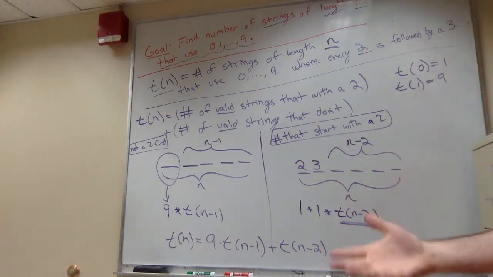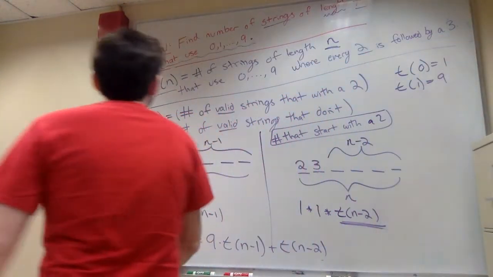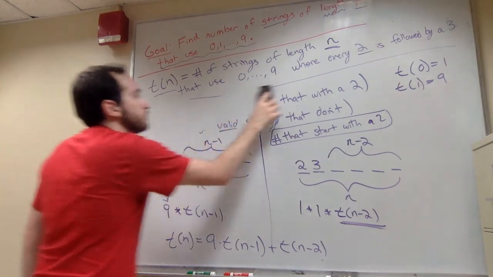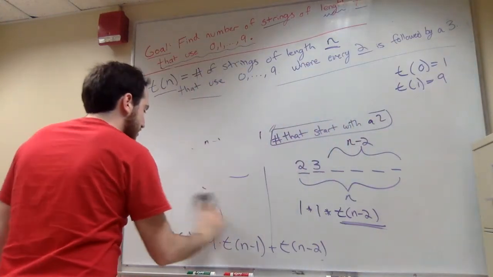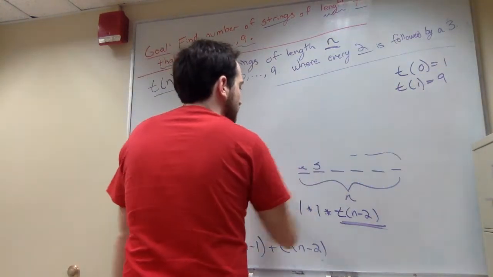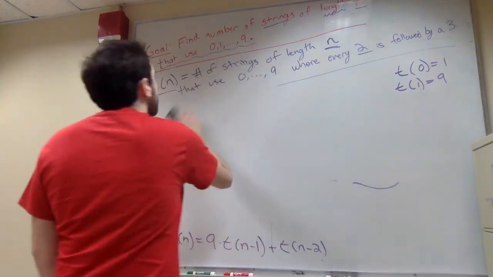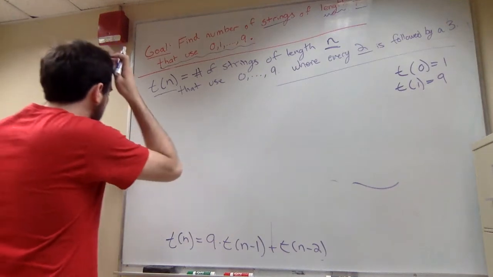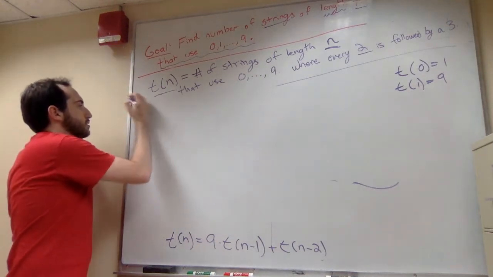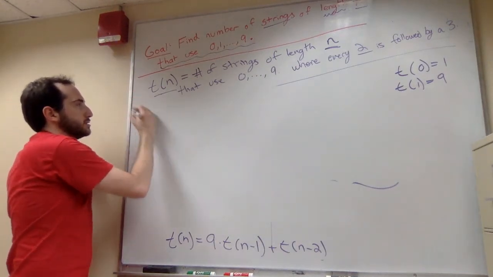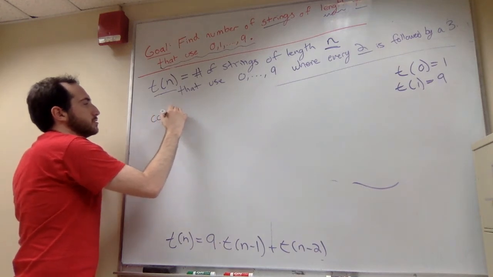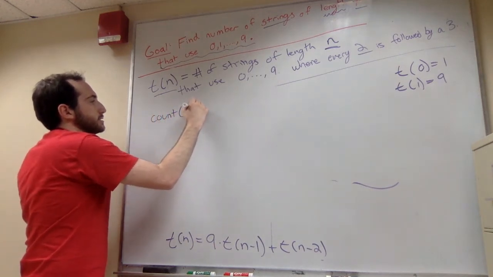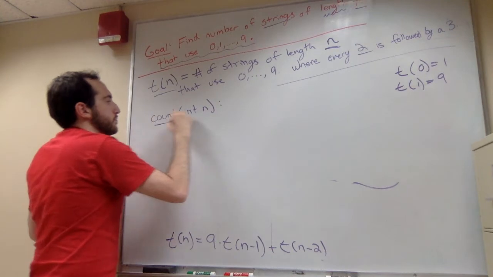If you were to write code for this, it would be exceedingly arbitrary. So I'm going to write just the most basic pseudocode. I'm going to write a function. Let's just call it count, and it'll take an int n.